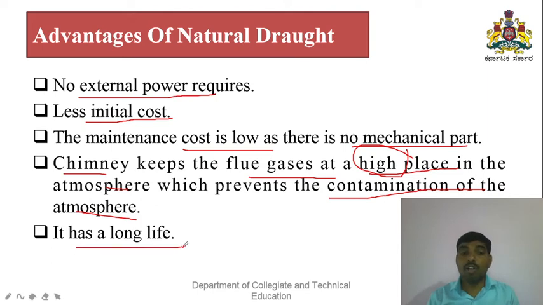Again, it has a long life. It is made of masonry structure and concrete blocks, so it has a long life. These are the advantages of a natural draught system.